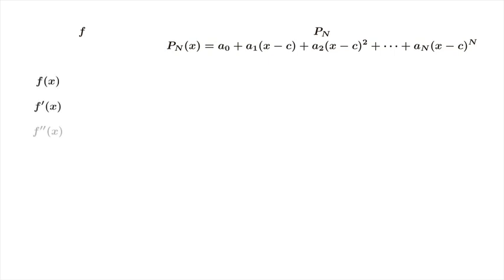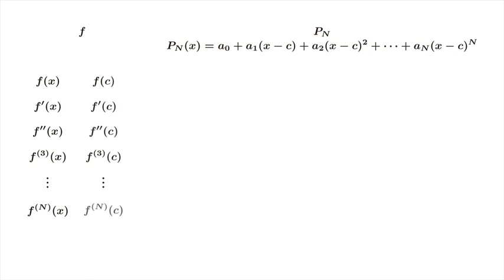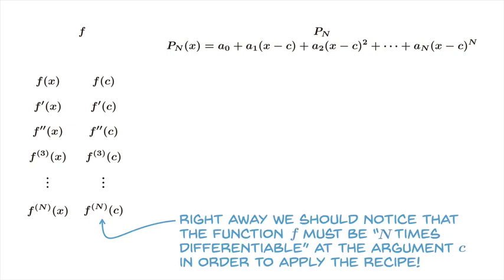We anticipate having to find the higher derivatives of f all the way up to the nth derivative, and we need the values of these derivatives at the argument c. And one of the things you should notice right away is this function had better be differentiable n times at the argument c, because if you can't take n derivatives and evaluate those derivatives at the argument c, you can't even run this recipe. So that's going to be one of the prerequisites for you to even be able to apply this recipe: the function had better be differentiable at least as many times as the degree to which you're trying to approximate it.